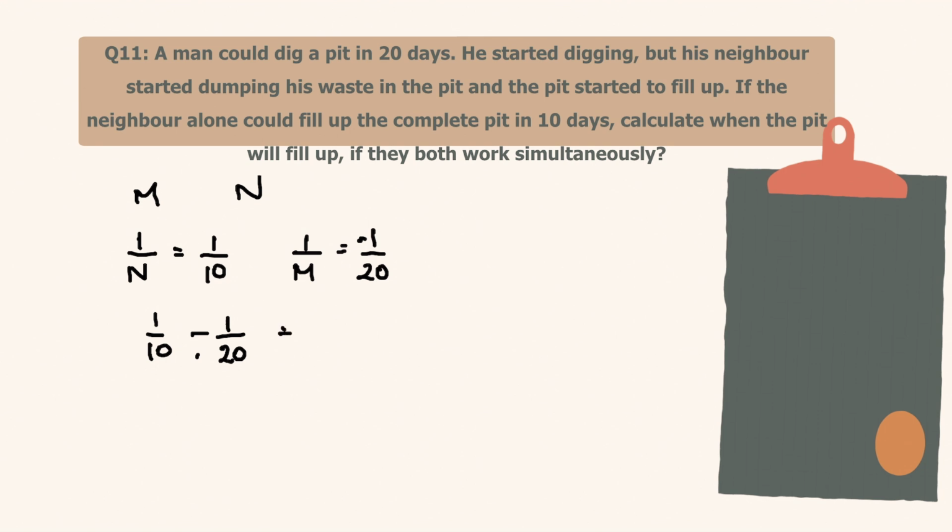So it will become 1 by 20. So the answer will be 20. 20 days is required to eventually fill up the pit. You know how this works? We take the reciprocal first, solve it, and again take the reciprocal to get the answer. We have already discussed this in the previous videos.